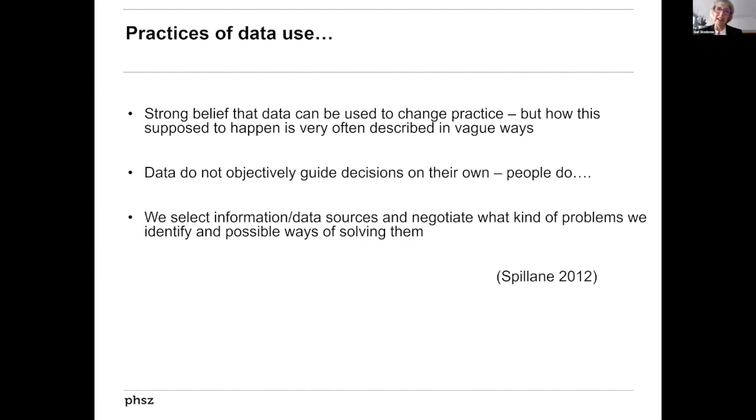And I think when I talk about this, it's important that we are aware that data cannot objectively decide or guide decisions in any way. So we, as actors in the system, school actors, decide on how they decide on improvement. This means that the school actors select information, data sources to the degree that they actually can select. Maybe this is in some contexts also given, what kind of data sources they're supposed to use. And this is often the case with performance data. But school actors then also negotiate what kind of problems they identify and how they can also solve them using the data.